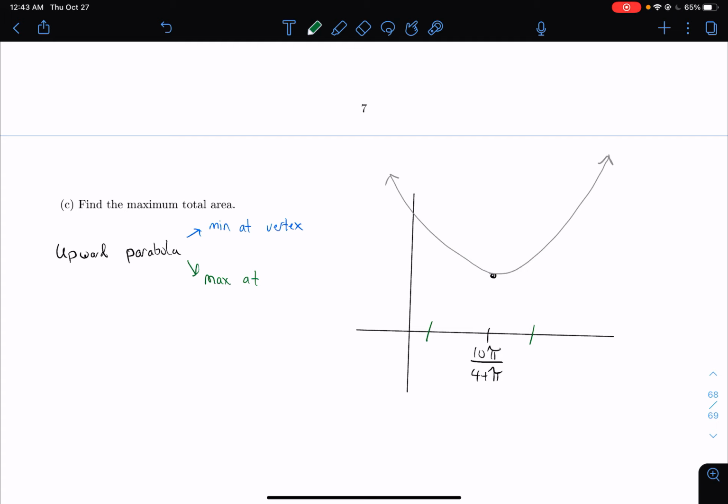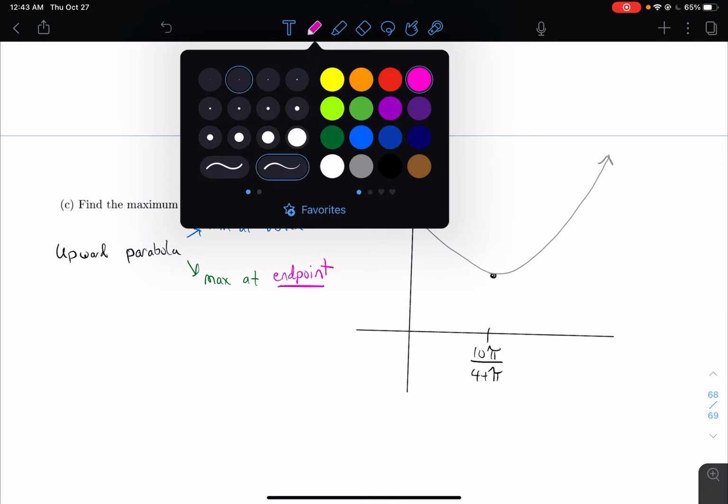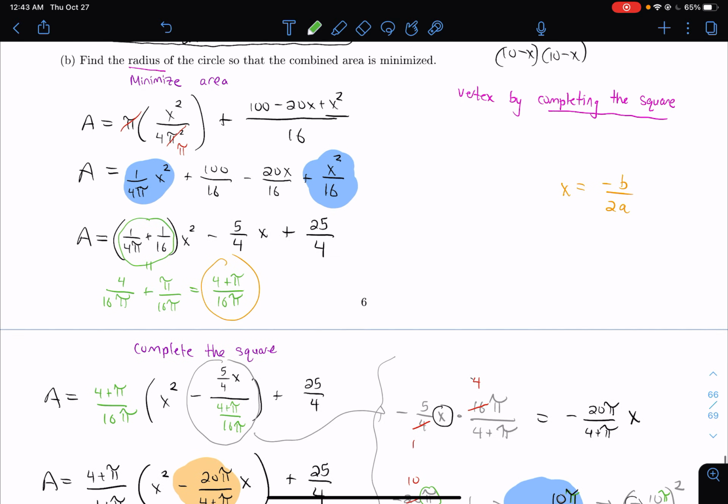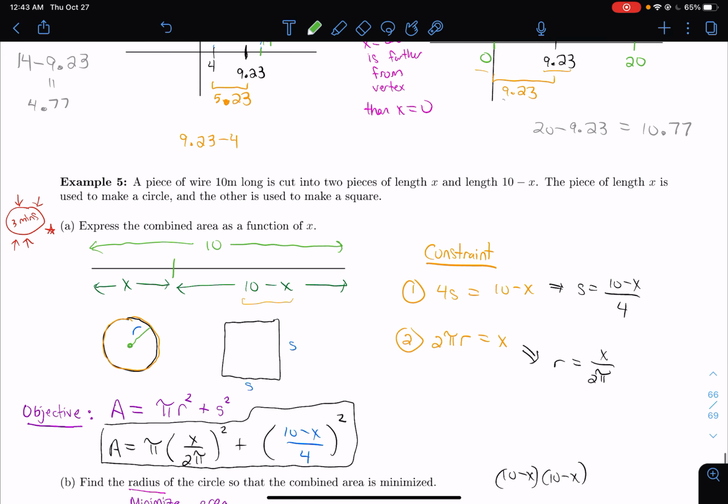Okay, so what would determine that max? The max could happen at an endpoint. So what do I mean by endpoint? For my x variable, this axis, sorry, corresponds to the variable x. The y-axis actually corresponds to a, the area. Well, let's think about an interval for x. So what was x representing? If I go way up to the top to my picture, x was the length of one of the pieces.